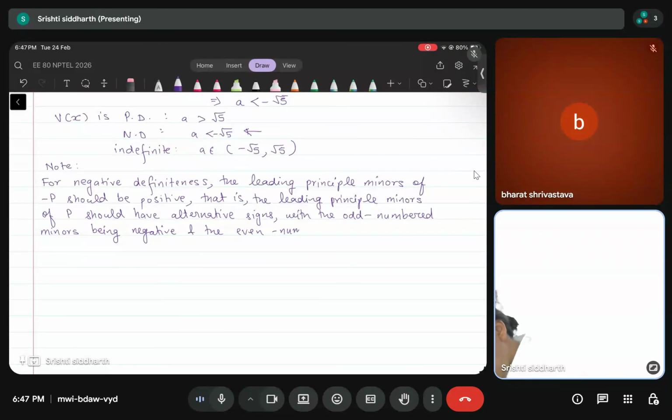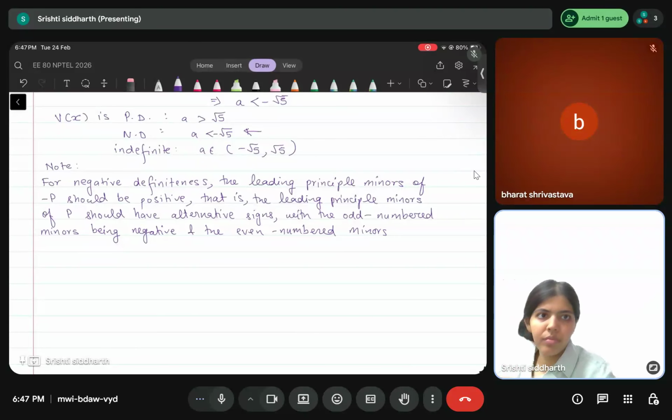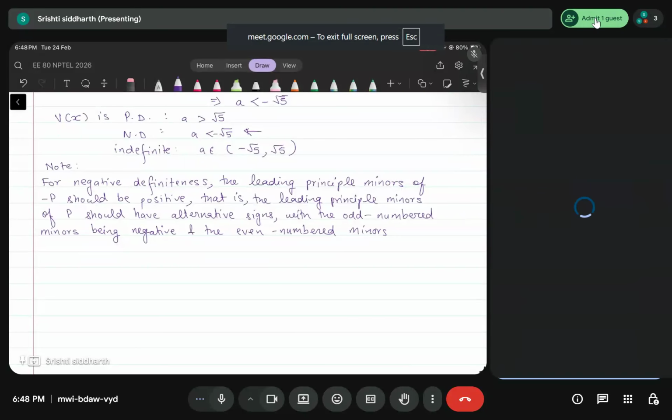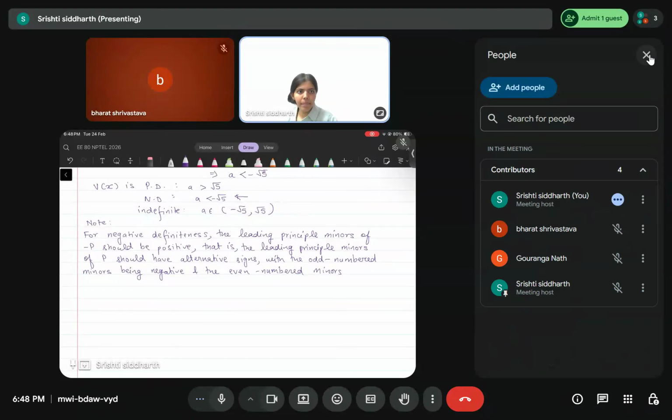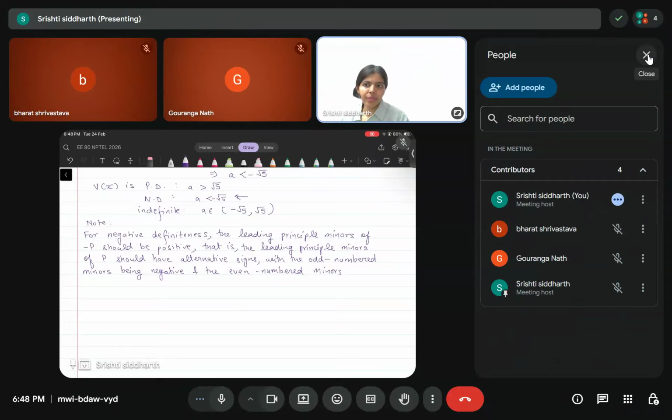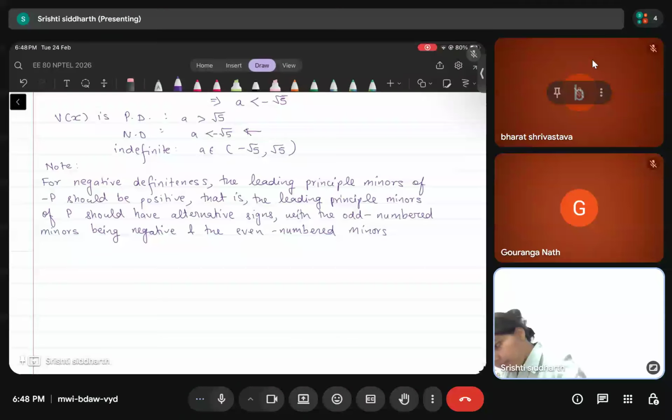The even numbered minus being positive. So this implies that they should be less than minus.